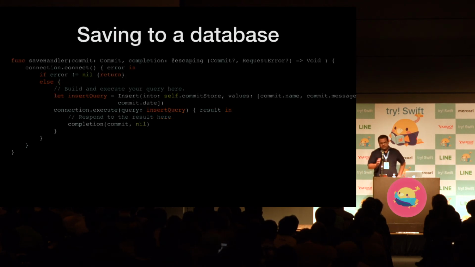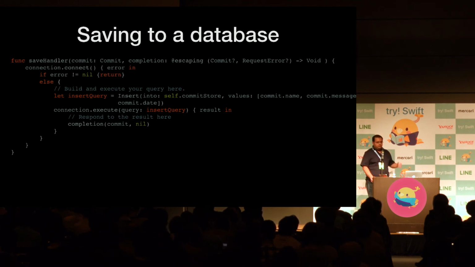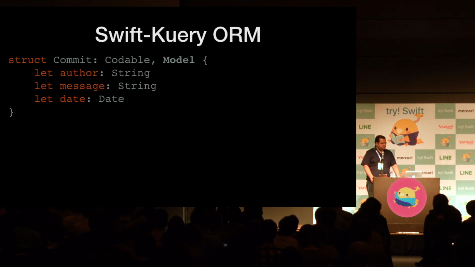Now, this is something which we have recently released and which we will be demonstrating in tomorrow's workshops. Saving to a database has always been a challenge. It's always a lot of code. And if you wanted to save a commit, this is how your code would typically look. You would have a completion handler, then a database connection, and multiple nested handlers. Not really pleasurable. So, introducing Swift-Kuery-ORM.